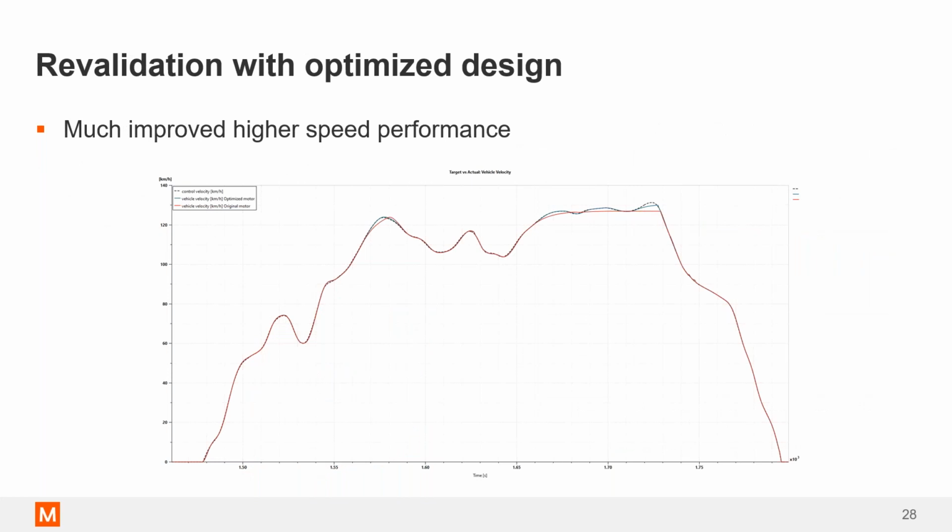Now we went back to revalidate, same process. We extracted the information out of SimCenter eMachine Design, put that new design's performance characteristics into SimCenter AimSim, and ran it all over again. And this time we got a much better match. We're very, very close to the expected behavior. Only just missing, you can see over towards the right-hand end of the curve, our blue line for our new optimized motor didn't quite match that highest speed peak.